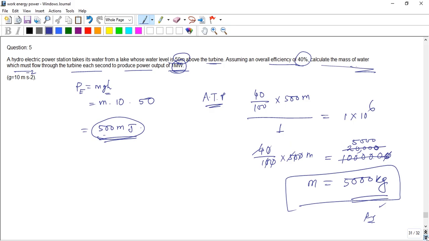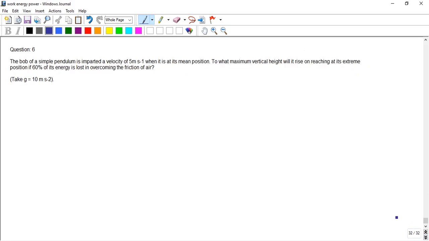Next question. First, a very important point: I read the question very carefully. Okay. Next, a bob of a simple pendulum is imparted a velocity of 5 meter per second at the mean position. What is the maximum height it rises to at the extreme position? 60% of the energy is lost to overcome the friction of air. Okay, velocity is this, and mean position means the mean position. So the rise reaching the maximum point, with 60% energy lost due to air friction.